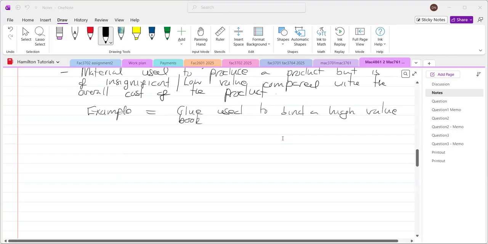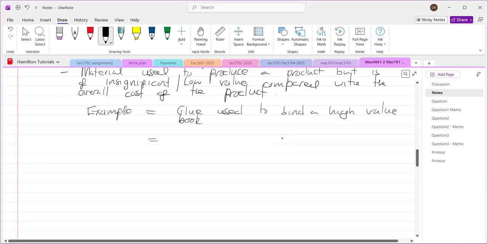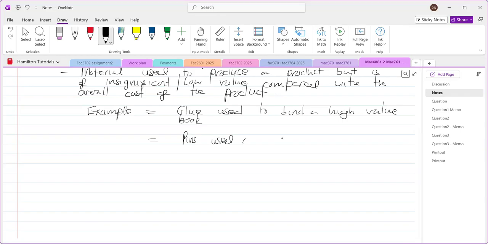Like those books that are used by lawyers, law books, you will see that those books are quite expensive because of the material that is used to actually manufacture those books. But you may find that to bind the books, maybe we have used normal glue, and the amount of glue that is used there will be very, very small. So that it then becomes maybe insignificant compared with the overall value of the textbook. That's an example.